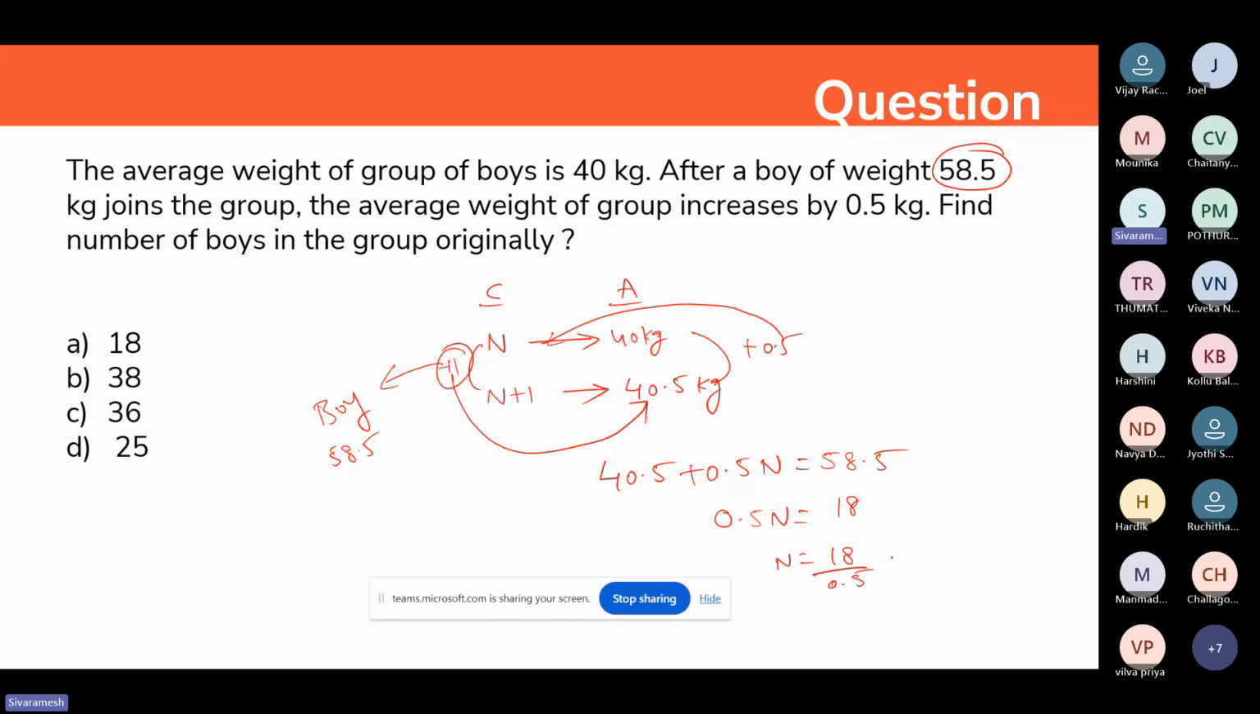If you are not comfortable with these calculations, you can also write 0.5 as 1 by 2, based on your comfort in calculations. If you take this 2 to the top side, 18 into 2 is 36. So I got the n value as 36. That's what we need to find. They are asking the number of boys originally in the group. Originally in the group is only n, which we assumed, and we got n as 36. So option C is 36. Hope you all are clear now.